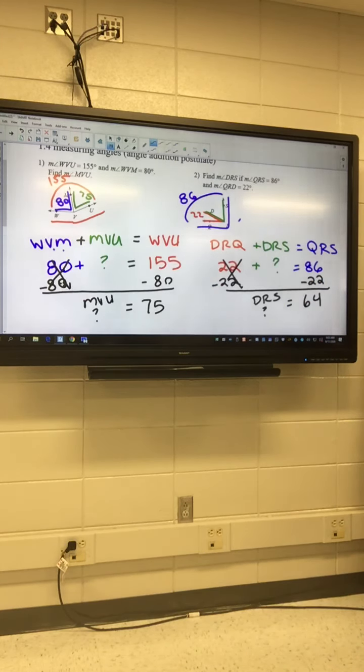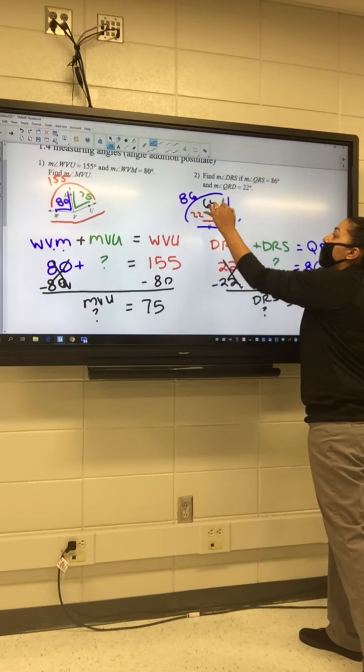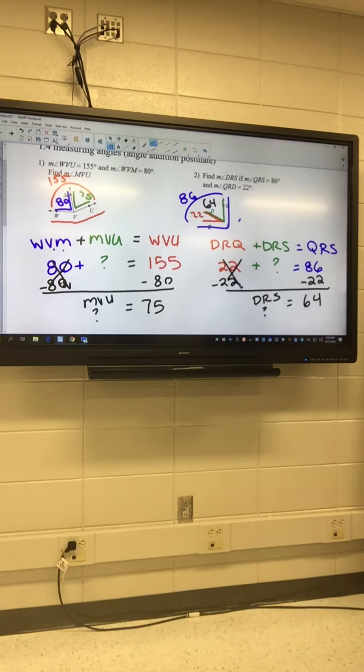64. Okay, how can you check and see if yours is right? You can add them together. So I could say the little one plus the little one should equal the big one. So in this case, 22 plus the 64 should equal that 86. If it does, you know you did it right.